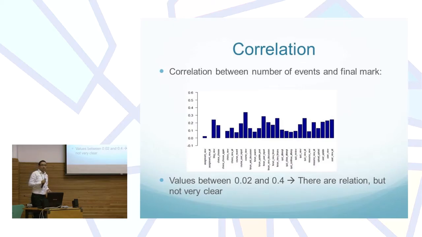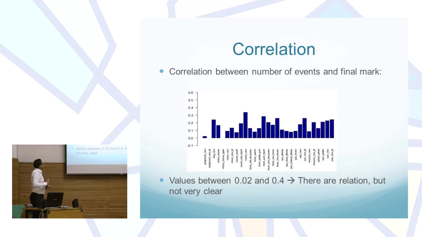So we start by studying the correlation between the interaction of students with the e-learning platform and their final marks. Here is the correlation between every single interaction that every student performs on the platform and their respective final marks. And here, as you can see, all the values are positive. That means that there is a relationship between these interactions and the final marks, but the values are between 0.02 and 0.4. So this relationship is not very clear.